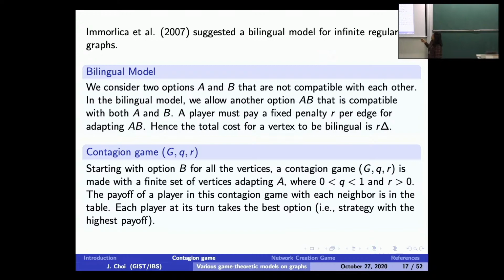For each edge, for adapting this bilingual option, the total cost for a vertex to be bilingual is R times the degree. Or if we consider only a regular graph, then this is the degree, the regularity. And then the contagion game, we consider exactly the same way.